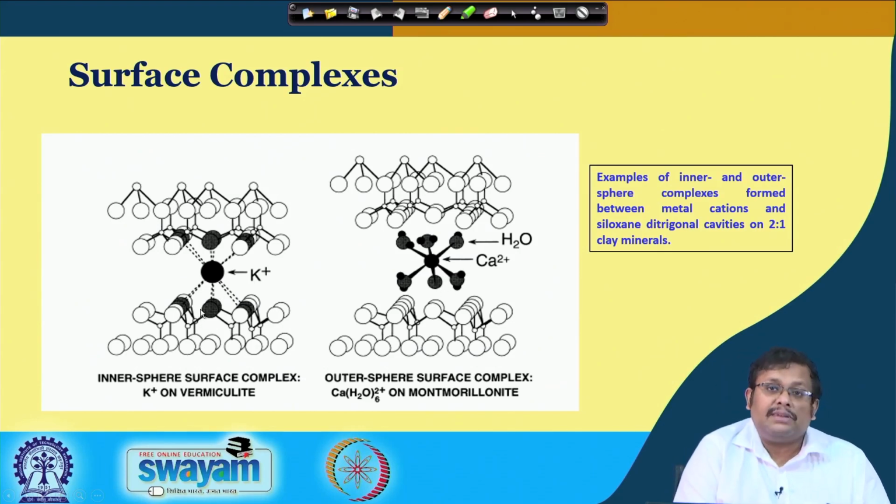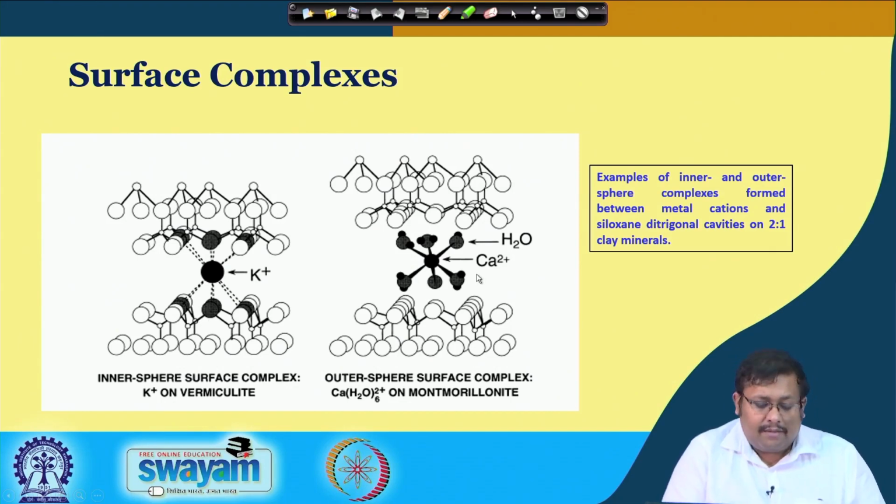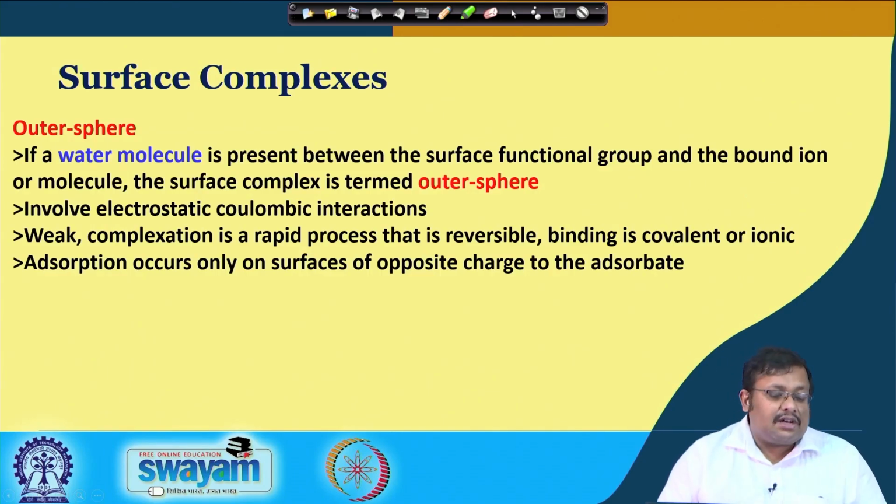In case of an inner sphere complex, you will not see an intermediate water molecule. However, there is an outer sphere complex where there is an intermediate water molecule. So, these are the examples of inner sphere complexes and outer sphere complexes formed between metal cations and siloxane ditrigonal cavities on 2:1 type clay minerals. We will see these cavities.